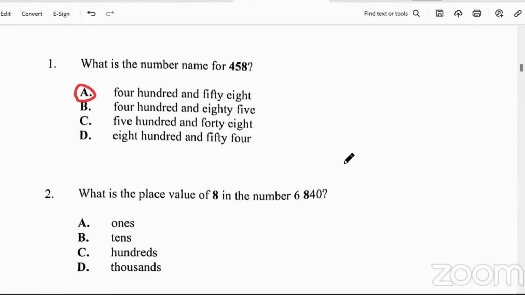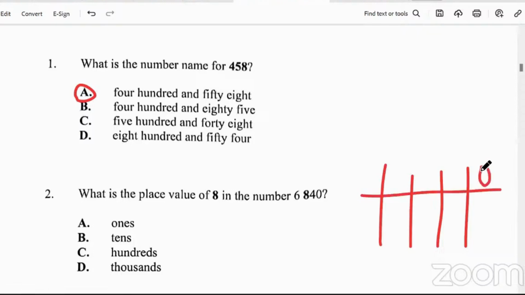All right, so when we have our place value, just in case you do not remember, I'm going to make a little chart here. This would be the ones column, tens, hundreds, and this would be thousands. So if we place our number on this place value chart, 0, 4, 8, and 6, we see that the 8 is in the hundreds place. So our answer is C.